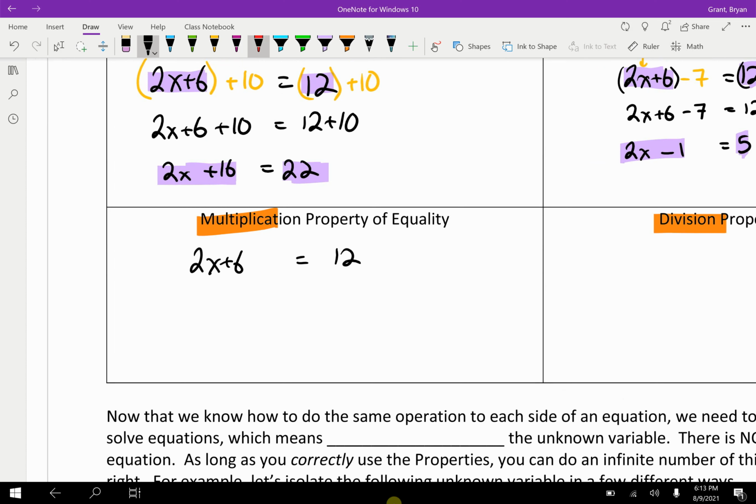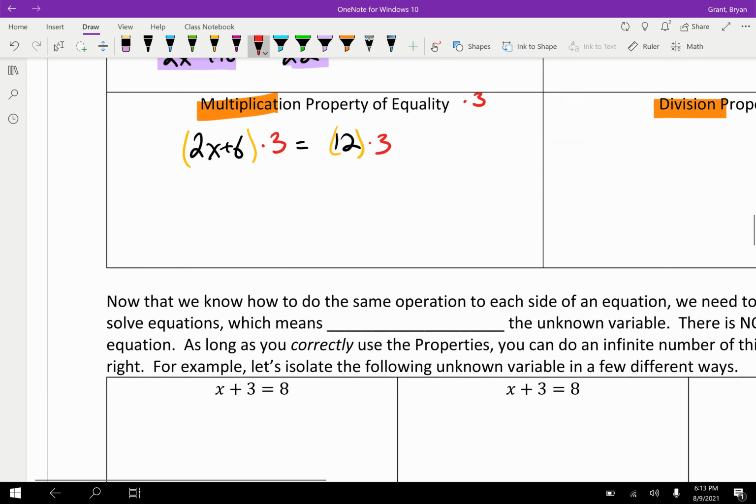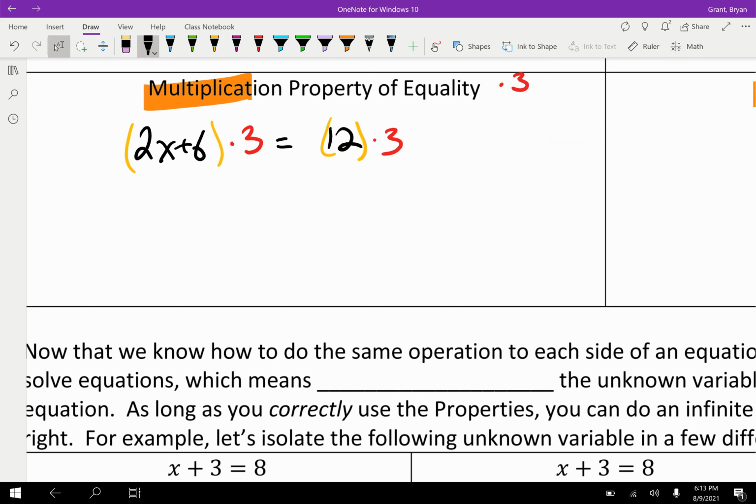Since we're multiplying, the numbers are going to get big. Let's pick some smaller numbers. Let's multiply by 3. Same step as before. We group each side, and then I'm going to do a times 3. All right, well, as I go through here, the right side's pretty easy. 3 times 12, we know our multiplication tables, that's 36.